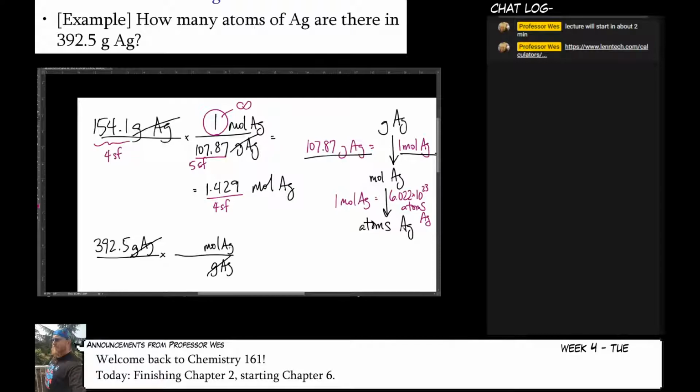Could you skip this interstitial grams to mole to atoms, just go straight grams to atoms? Yeah, you could. Later on, though, when you're doing calculations in stoichiometry, you're going to be turning everything into moles anyway, and it just becomes habit.